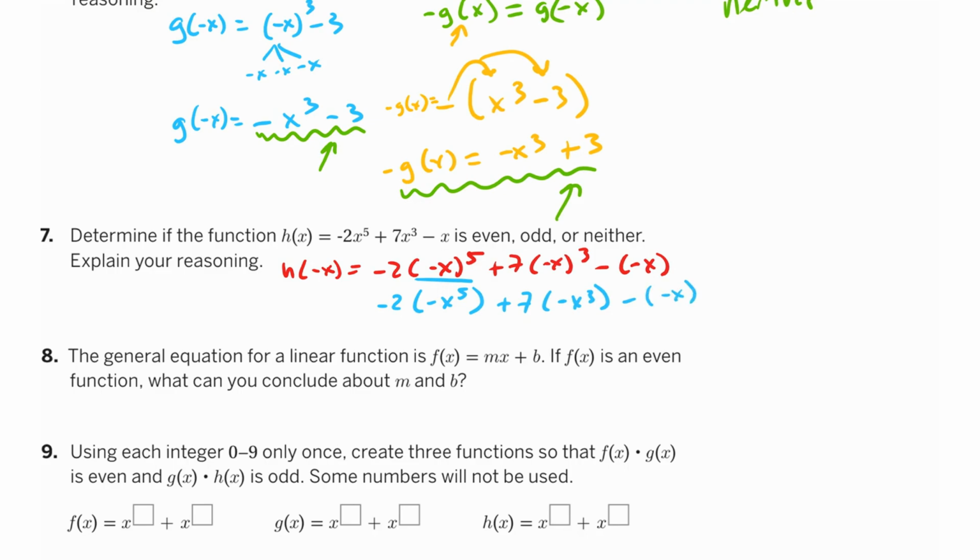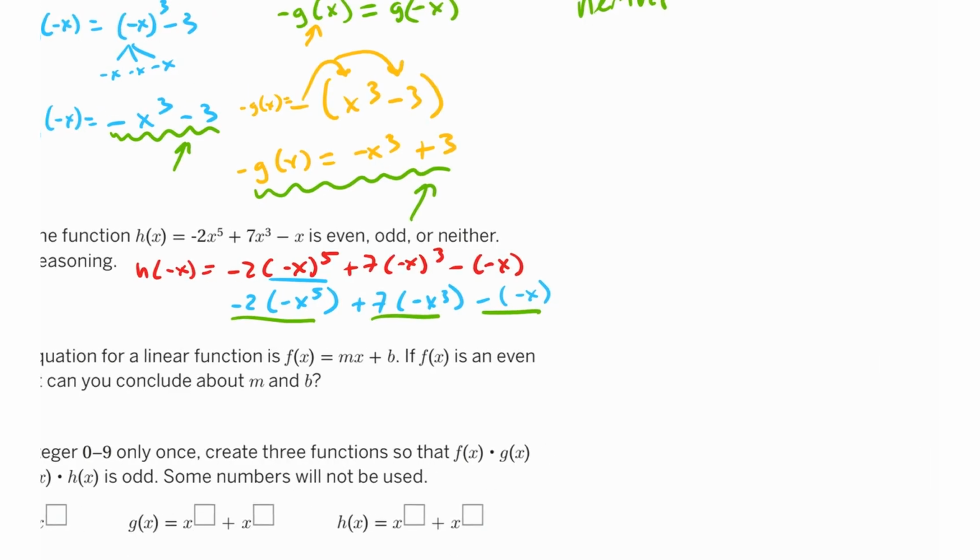And so the next step in simplifying this is multiplying each of these terms together so that I see whether the values are going to be positive or negative. And so I end up getting positive 2x to the power 5 minus 7x cubed plus x. When I look at this, and I look at my original h of x, I would say that h of x is not equal to h of negative x.